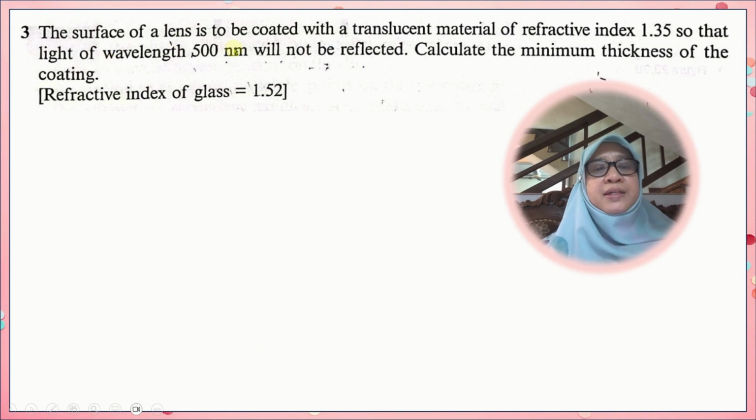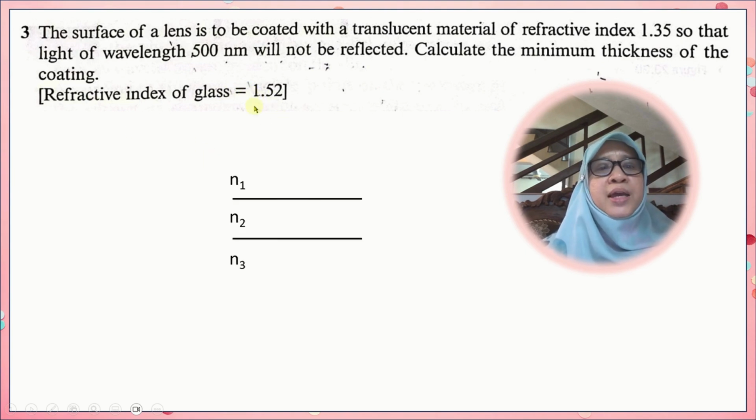The surface of a lens is to be coated with a translucent material of refractive index 1.35 so that light of wavelength 500 nanometer will not be reflected. Calculate the minimum thickness of the coating. The refractive index of glass is given as 1.52. Okay, so now we have a lens.